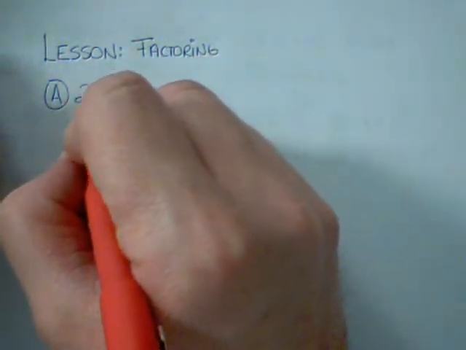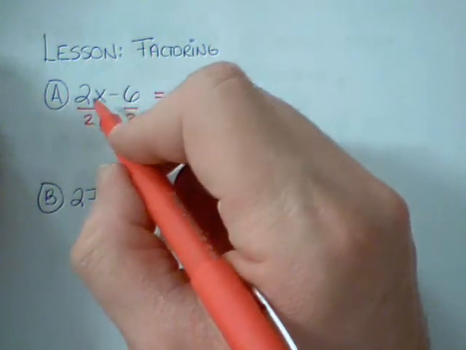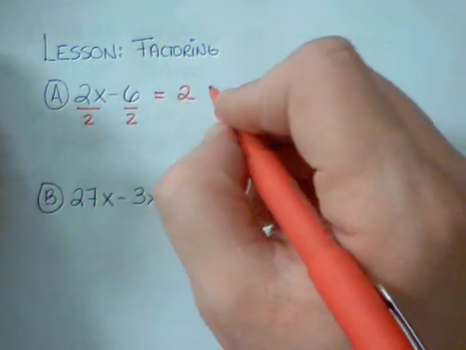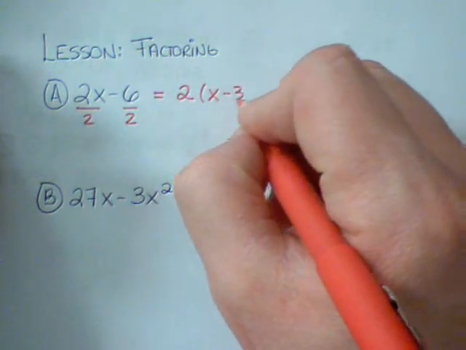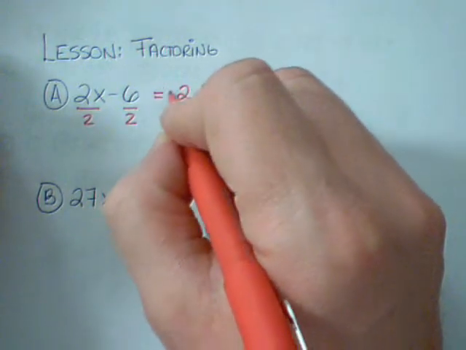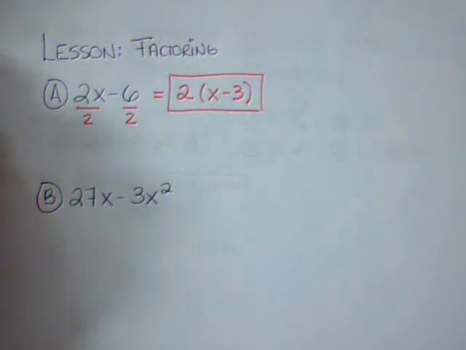So if you want, you can write the number 2 underneath here to help you divide. So then you will be doing 2x divided by 2 is x. 6 divided by 2 is 3. And that's your factored expression.